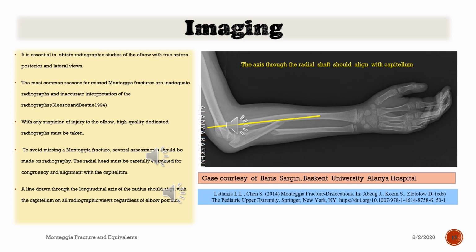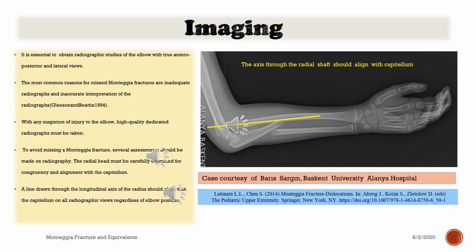It is essential to obtain radiographic studies of the elbow with true anteroposterior and lateral views. The most common reasons for missed Monteggia fractures are inadequate radiographs and inaccurate interpretation of the radiographs, Gleason and Beatty 1994. With any suspicion of injury to the elbow, high-quality dedicated radiographs must be taken.